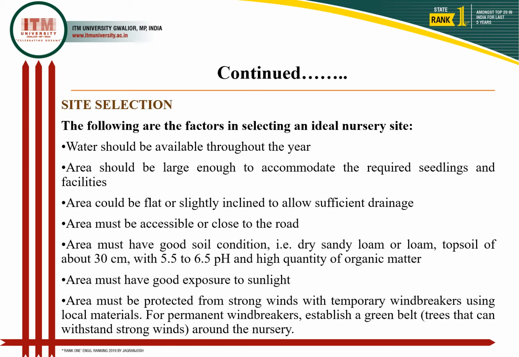So, what are the important points that we have to take care of? First is the site selection for the nursery. We have to take care of many points while we are selecting the site for the nursery. You can go for the selection of a site where water should be available throughout the year, because a nursery unit is always in need of frequent and light irrigation. It should have sufficient area to accommodate the required number of seedlings, and it should have proper facilities.